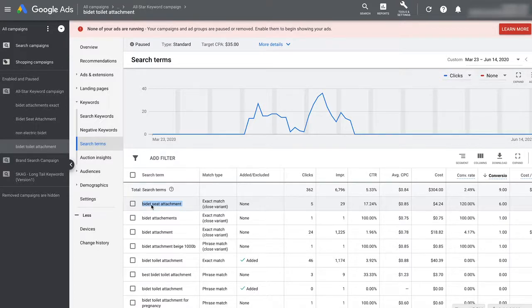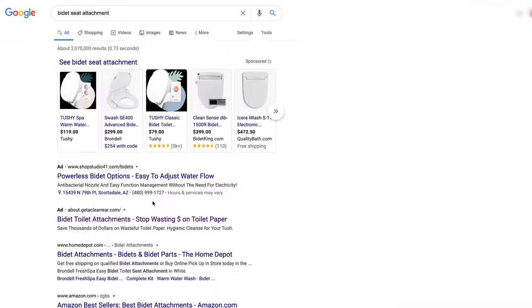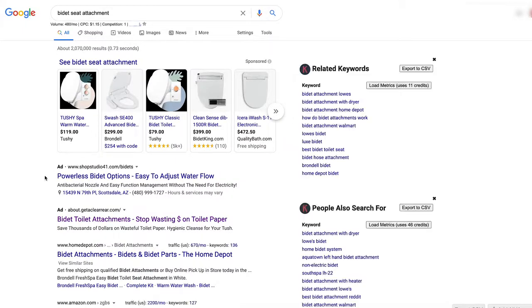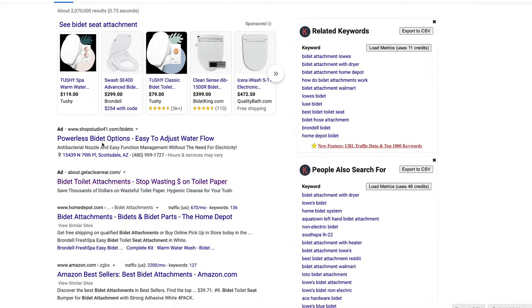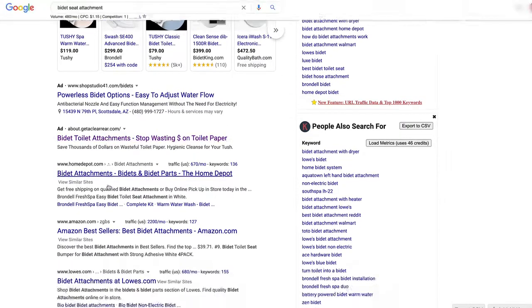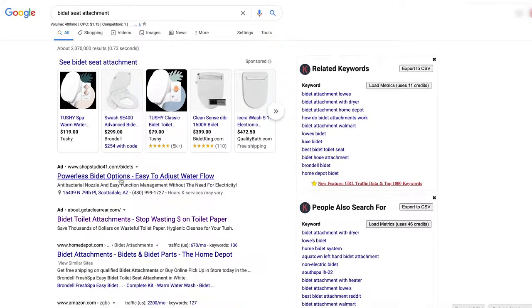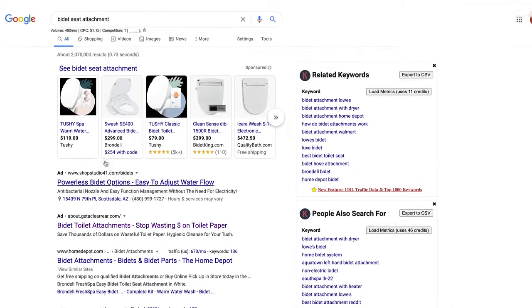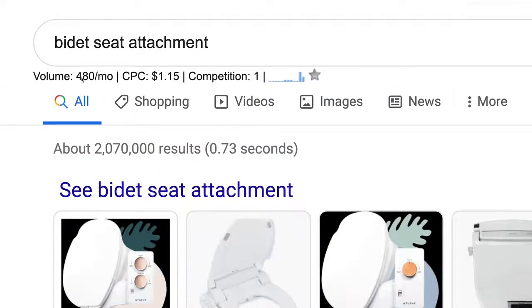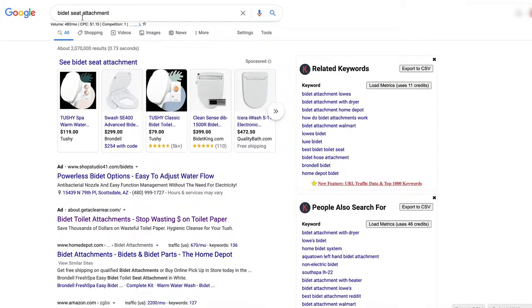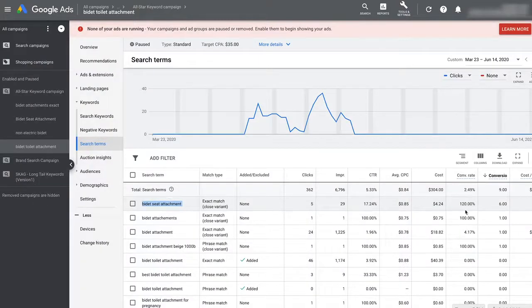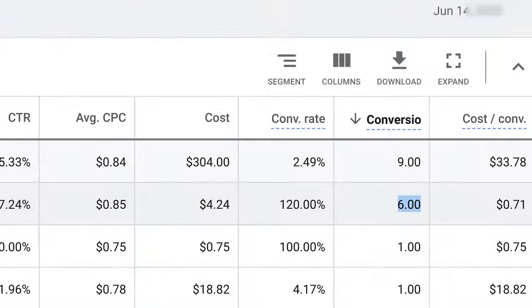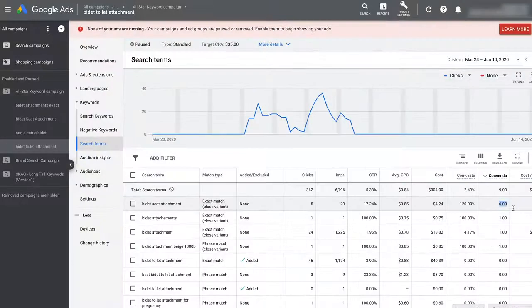All right, let me do one more thing. Okay, I'm typing in bidet seat attachment, and look, there's some people actually bidding on this right now. It tells me it is probably profitable, but they're not actually doing this exact match type of style, right, of SCAGs. Get Clear Rear, so this is the company that, you know, we kind of dissected. Bidet toilet attachment, but bidet seat attachment, look, there's still 480 people searching a month. It's not necessarily the most accurate, because if we look, you got 6 conversions from it at 71 cents cost per conversion. That is pretty sweet.